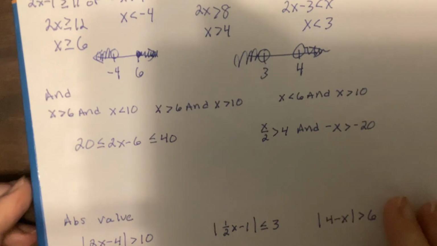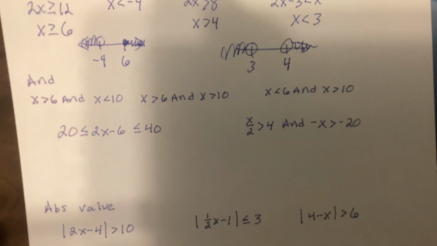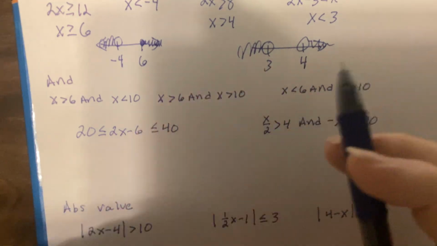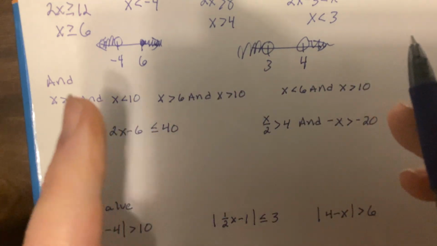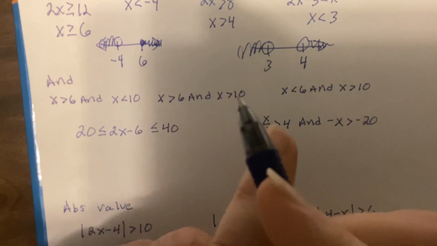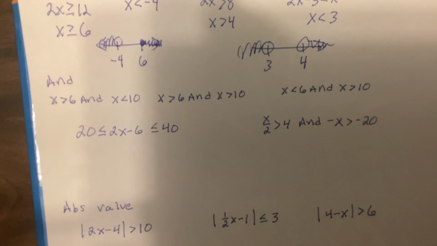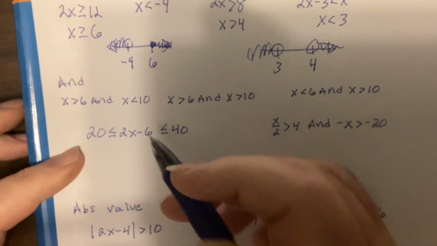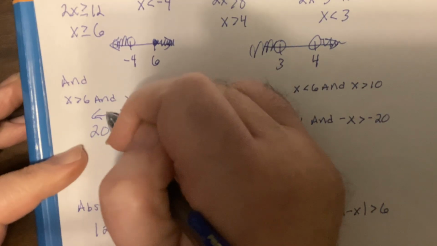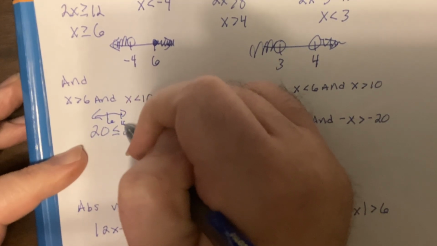Now, next group, and. And has to be true for every condition. So it's where the shading overlaps. So if you have the same direction, it's the shorter one. If you have opposite direction, it's where it overlaps in the middle. Or if you have this, it's no reals. So this one, this would be everything between 6 and 10.